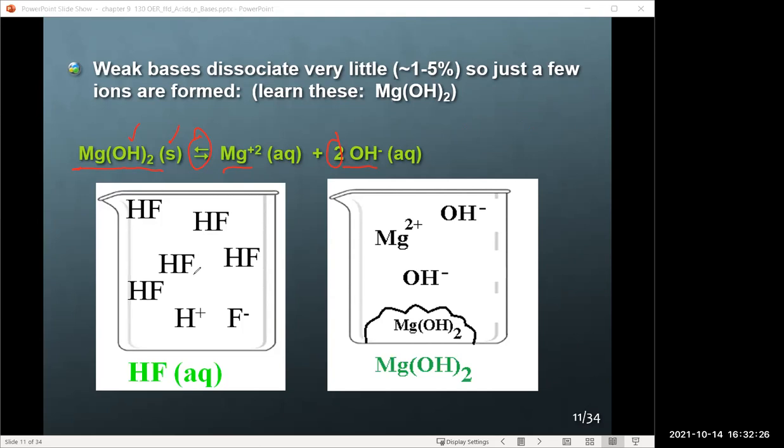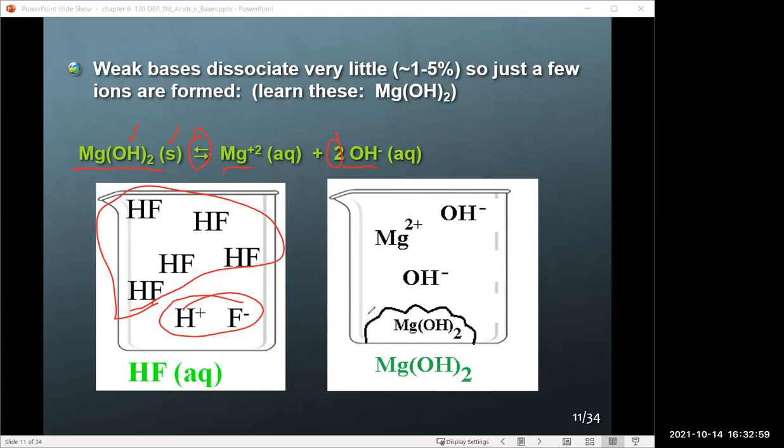Now HF, which was the weak acid, we show in the diagram of the aqueous solution by keeping the HF intact. That demonstrates that the majority of it is still intact and together. You just need to show 1 pair of ions. Notice how this is different from the strong acid and base example, where it totally dissociates. Here we have to show at least 1 pair.